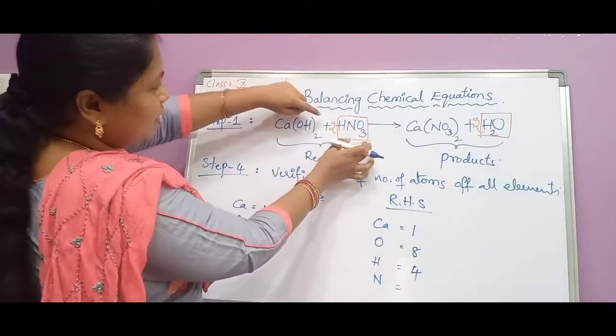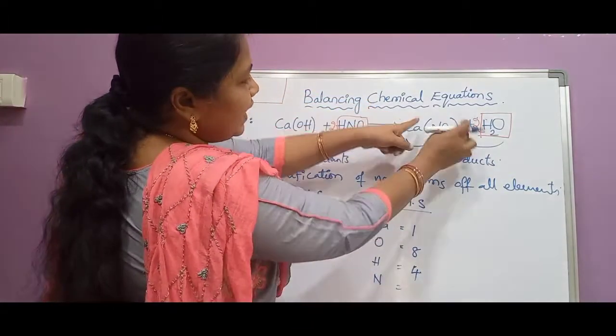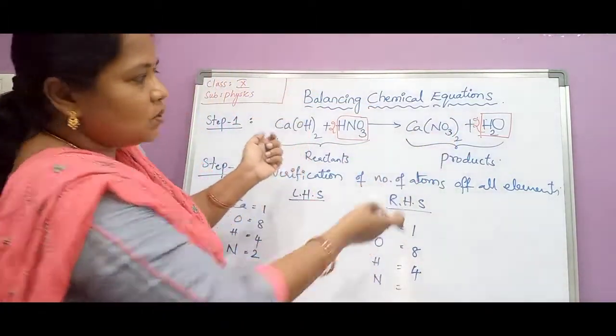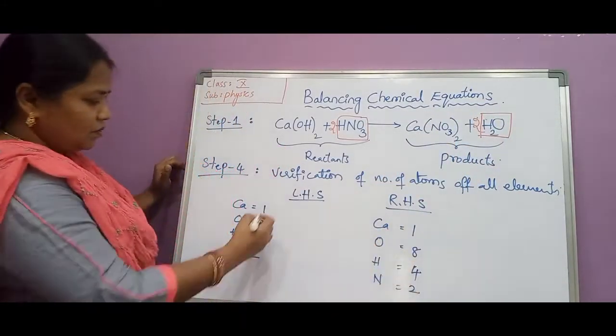Nitrogens: in this formula there is no nitrogen. Here we have 2 nitrogens. And here in this formula NO3 taken twice is there. Taken 2 times, so nitrogens are 2 in number. Here there is no nitrogen. In this formula there are 2 nitrogens.